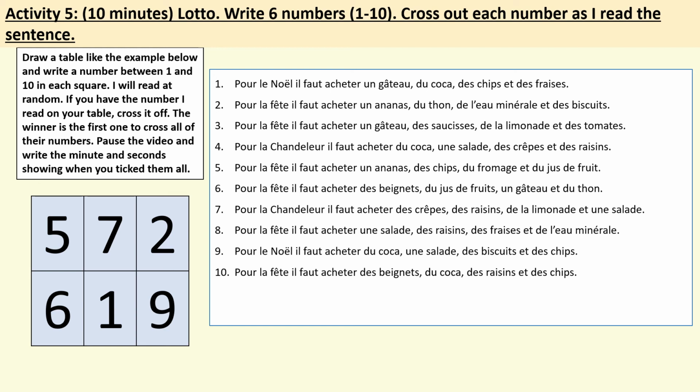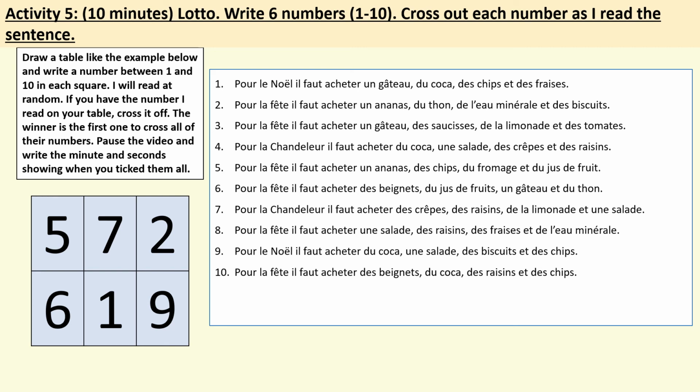Next. Pour la fête, il faut acheter des beignets, du jus de fruits, un gâteau et du thon. Again. Next one. Pour la fête, il faut acheter une salade, des raisins, des fraises et de l'eau minérale. And again.